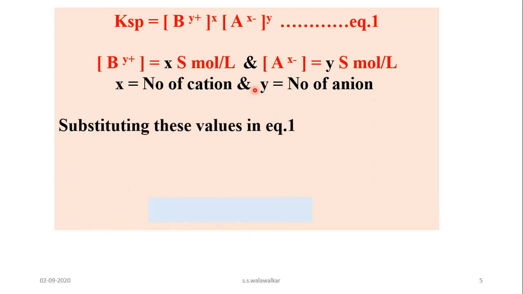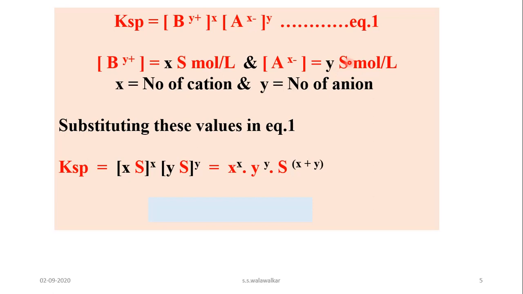Now, substituting this value in this equation, we get Ksp is equal to X into S raised to X, that is the concentration of B ion. Here it is raised to X because X is the number of moles. Therefore, substituting these values, Ksp is equal to the concentration of B ions, that is X into S raised to power X, into Y into S. Y is the number of anions, or the number of moles of anion, or it is a coefficient.